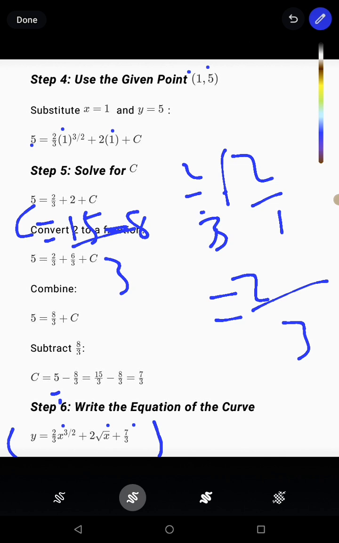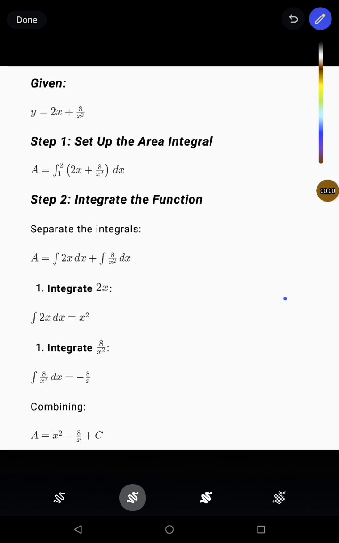This one should have been a root x root 1. So root 1 is still 1 anyway. And plus c. So substitute c for c there. So substituting c, we get this is the equation we want to get. Next one, this is question 12.